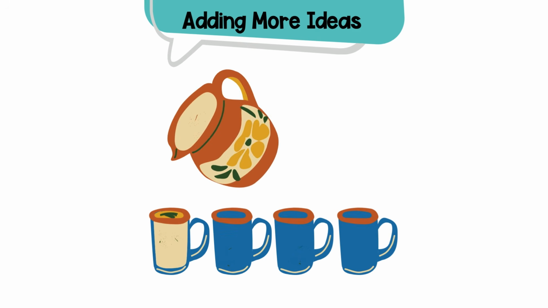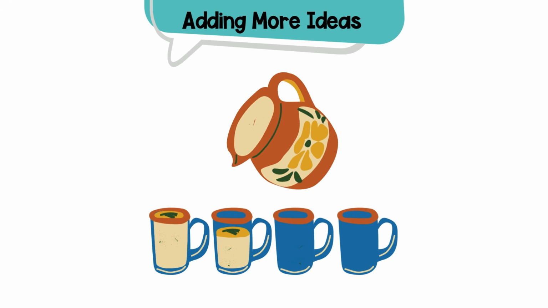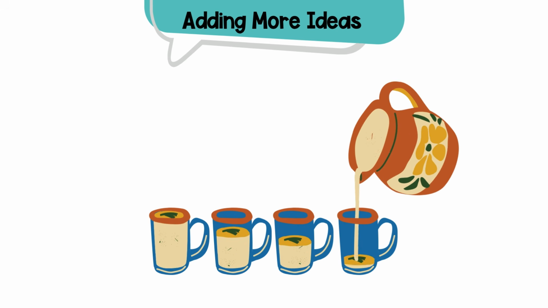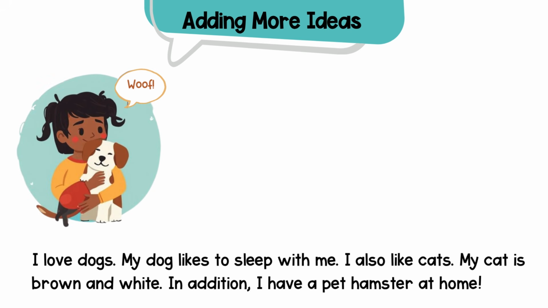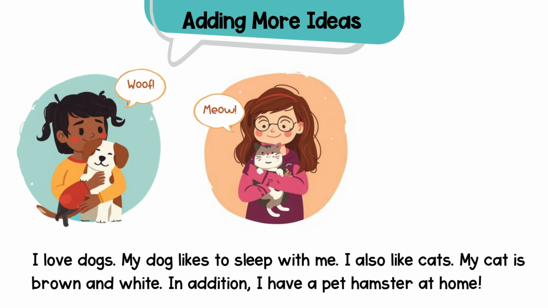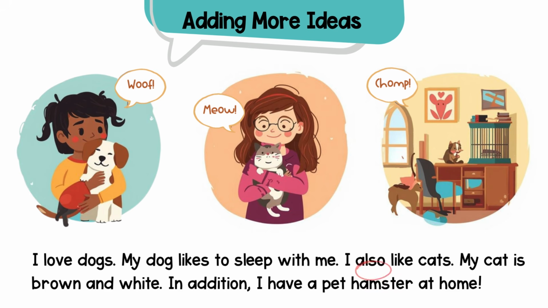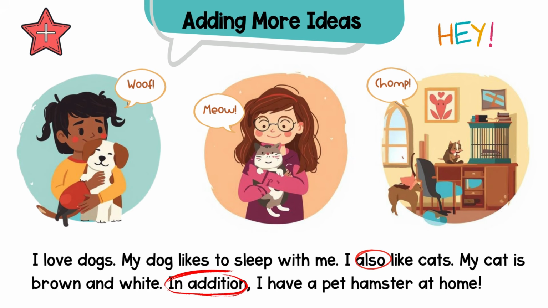Another type of transition words are used when adding more ideas. Now let's say I'm writing about my favorite animal. I love dogs. My dog likes to sleep with me. I also like cats. My cat is brown and white. In addition, I have a pet hamster at home. Words like also and in addition help me add more ideas without making my writing sound choppy. They're like saying, hey, there's more good stuff coming.